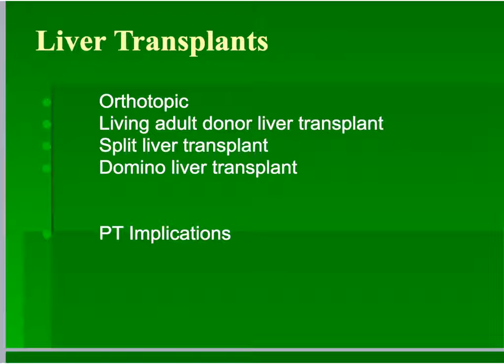In a domino transplant, there are 3 people involved. We have the donor, we have the patient with FAP, and we have a patient on a transplant list.